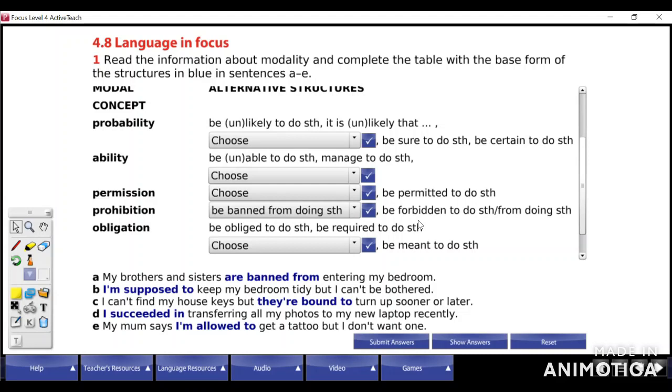I am supposed to keep my bedroom tidy, so they expect you to do that. Is that obligation? Is that permission? Is that ability? Or is that probability? And the same thing is for bound to, succeeded in, and I'm allowed to. Have a short think about it, and then we will see each other after this very, very brief intermission.